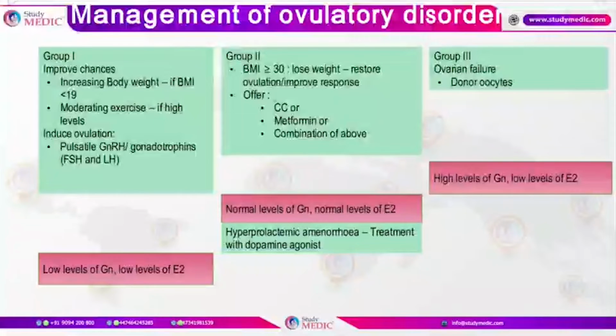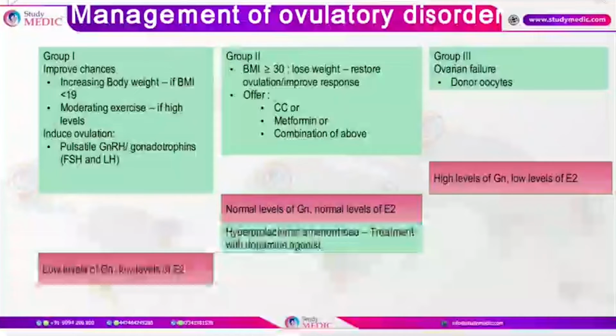So this patient will have a low level of gonadotropin and a low level of estradiol. So it will be considered as a hypo case. Talking about group 2, these are the patients having a higher BMI, so losing weight might always be helpful for them to get back their normal menstrual cycle.